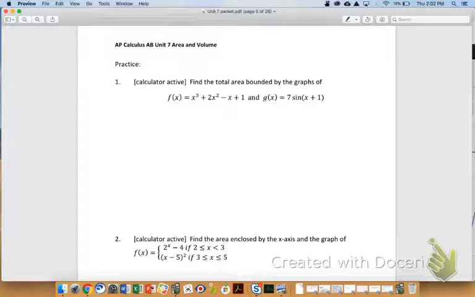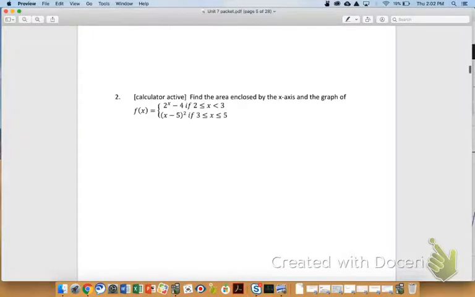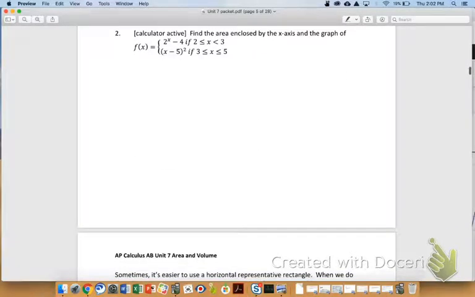All right, so now, oh, this is such a good one. Again, calculator active. Please look at number 2. This one's piecewise, obviously, you can see that. So use your calculator to help you with the graph, and see what the graph ends up looking like. And let's find the area enclosed by the x-axis and that graph.